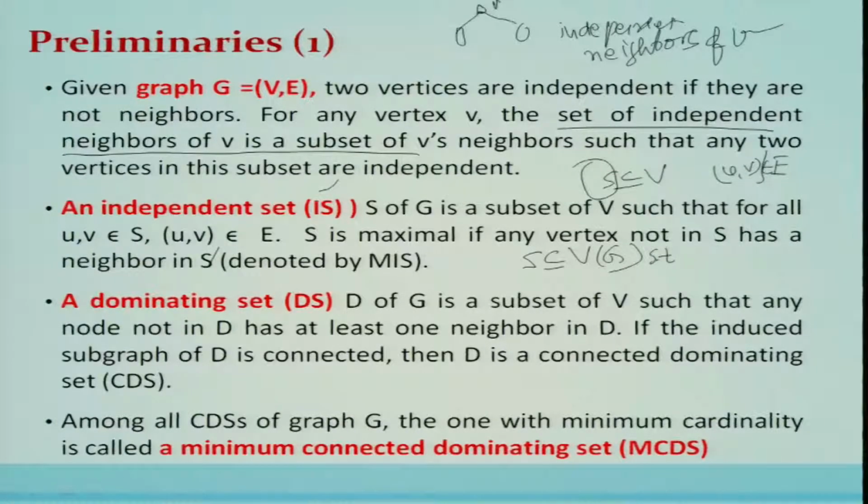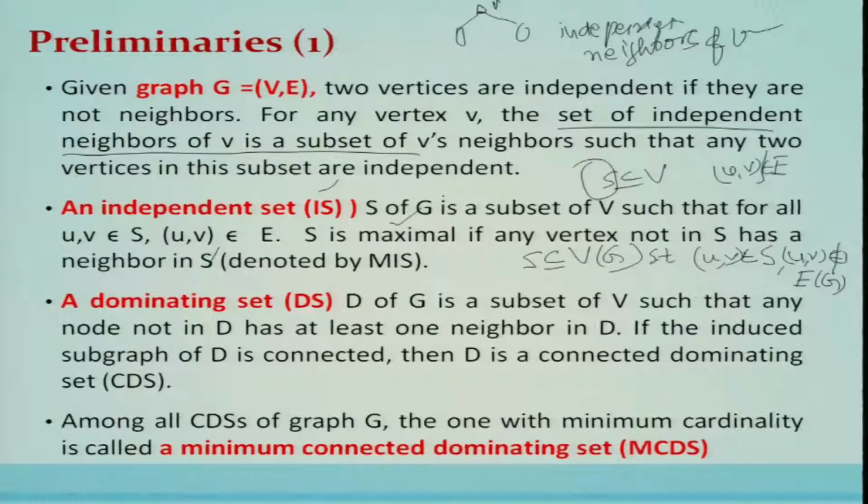for any pair of vertices in S, let us say U, V is a pair of vertices in S, then the pair UV does not have an edge in that particular graph, or they are independent. A subset of independent vertices is called an independent set.